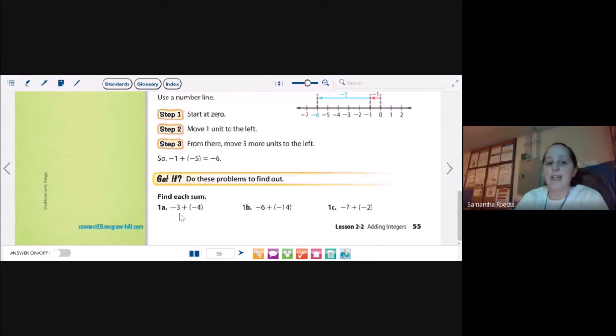So I find each sum. -3 plus -4. Well, I go to -3 and then add 4 more: 1, 2, 3, 4, which gives me -7. -6 plus -14, so -6, and then I add 14 to that. So that gives me -20. -7 plus -2, they're both negative, so it gives me -9.